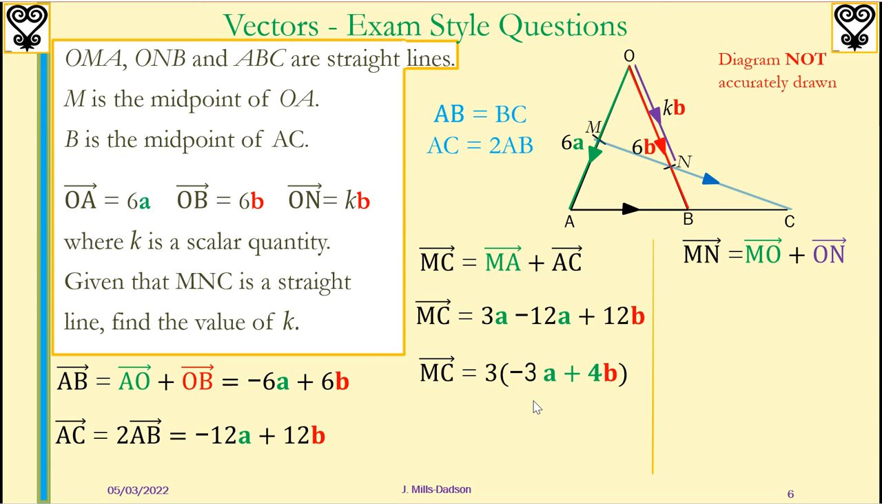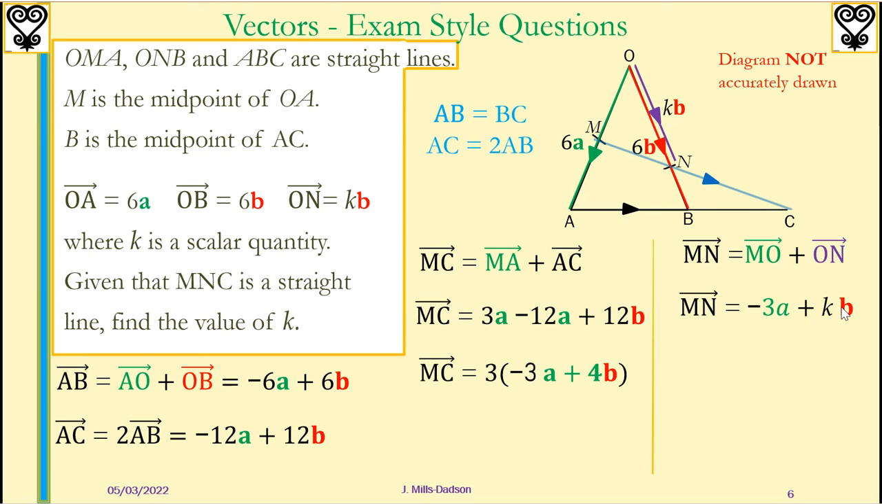Let's work out MN. Let's go the other route because we are trying to include the K. MN is MO plus vector ON. Vector MO is half of vector AO, and we are going against the vector, so it has to be negative 3A. So you have negative 3A plus KB.